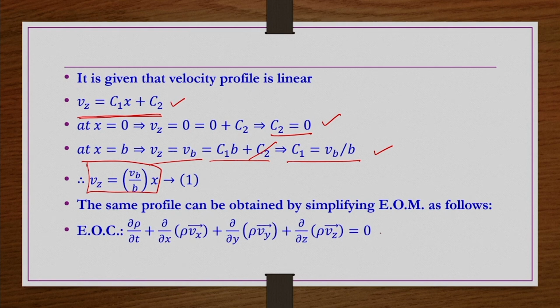The continuity equation in Cartesian coordinates is given here. For steady state, this term is 0. V x and V y are not existing, V z is existing, but it is not a function of z, it is a function of x only.